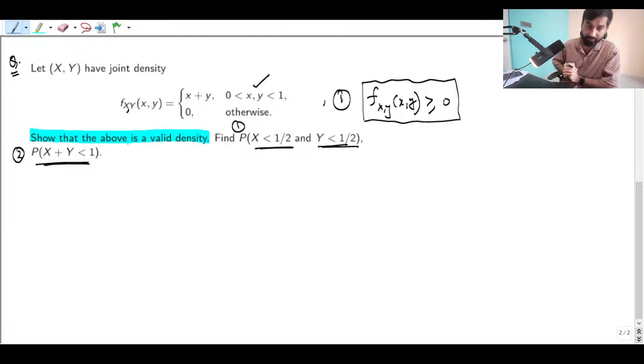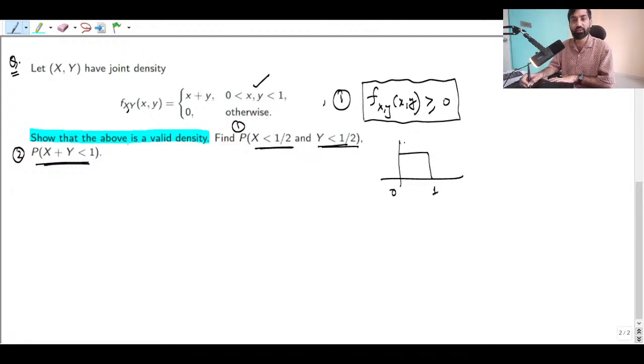The next is nothing but what, guys? Next, you have to draw the region of support, which in this case is 0 to 1. I can directly plot this. This is a unit square.